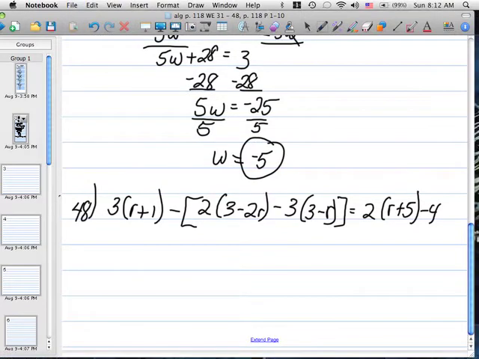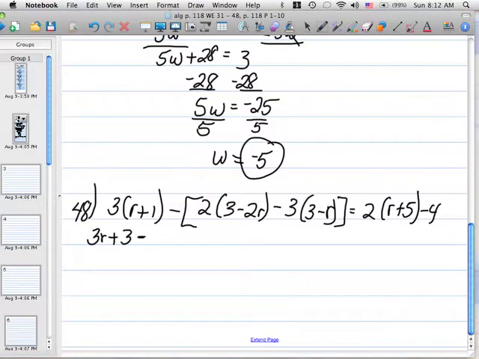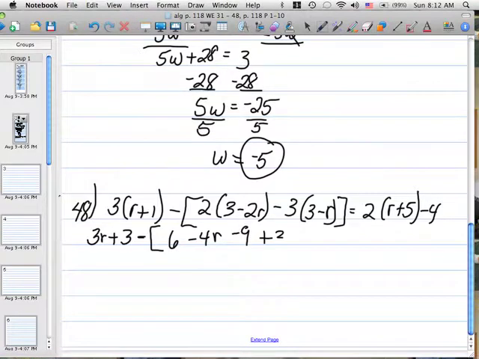Okay, start eliminating grouping symbols, parentheses. We can multiply the 3 times the r plus 1. We get 3r plus 3 times 1 is 3. Minus, can't do anything with that yet. Inside the brackets, eliminate the parentheses. So 2 times 3 is 6. 2 times a negative 2r is negative 4r. Now we're on the second set of parentheses. Negative 3 times 3 is negative 9. And a negative 3 times a negative r is positive 3r.